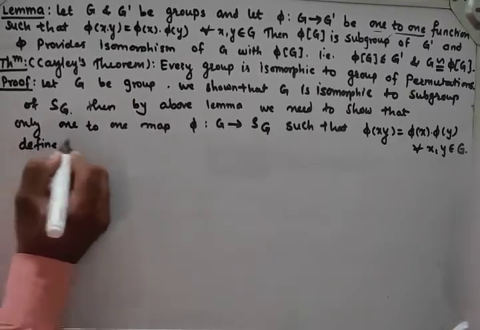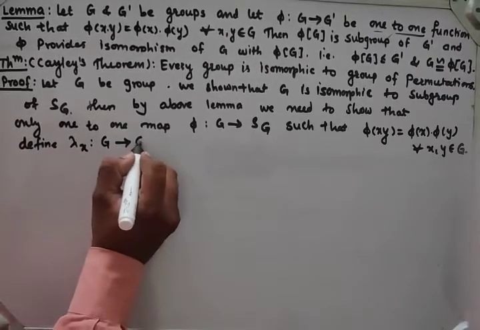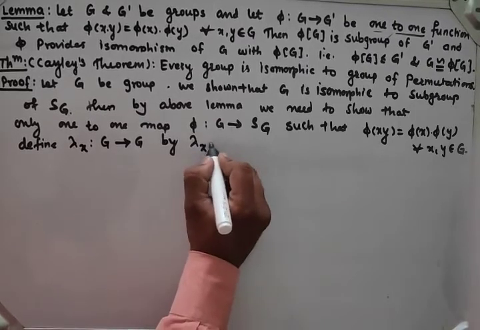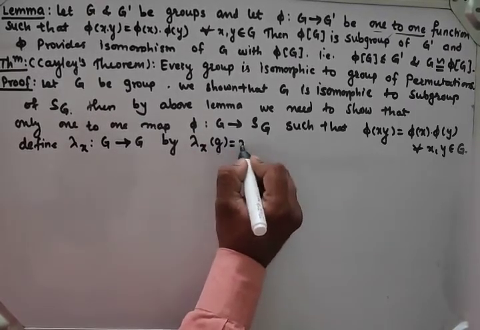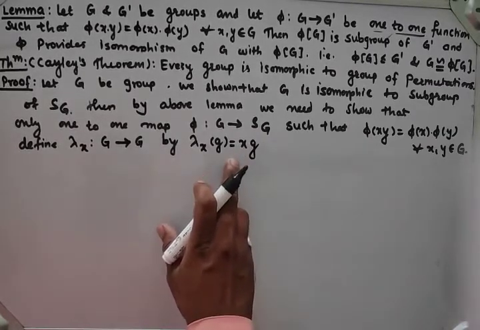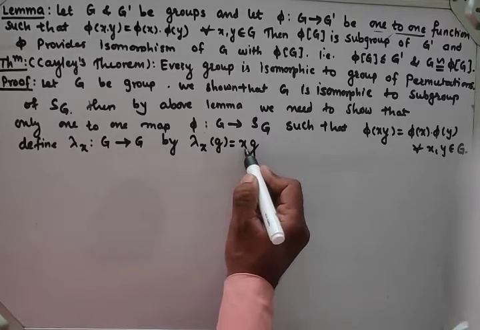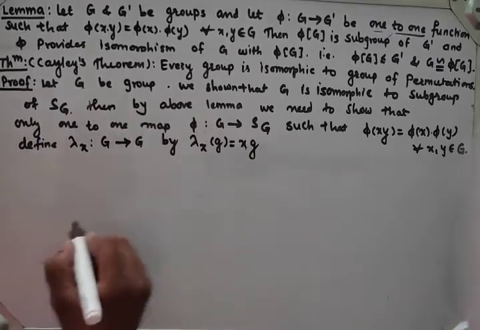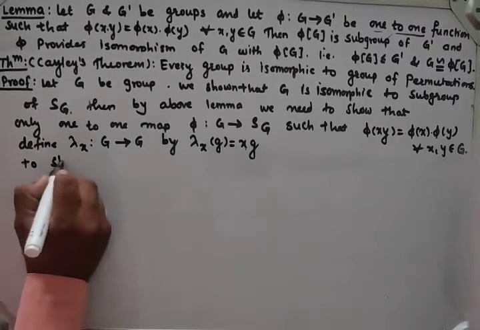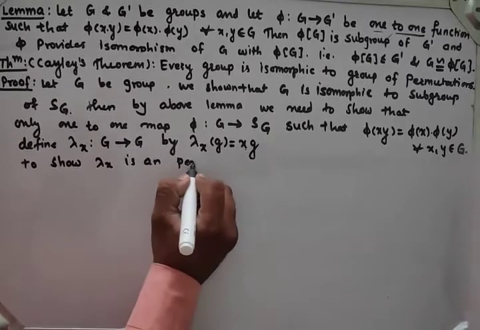So define the function lambda x from G to G by lambda x of g is equal to x g, where lambda x performs left multiplication by x. So here I have multiplied x on the left side. So to show lambda x is a permutation.